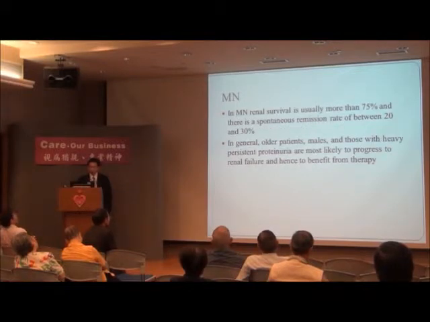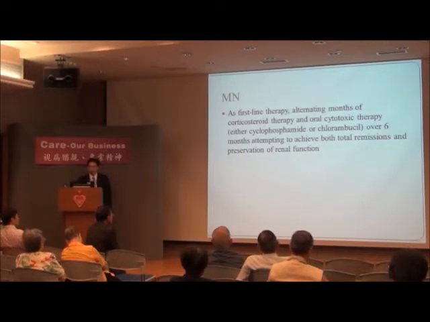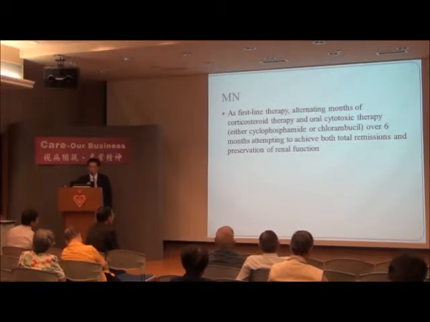Renal survival is usually more than 75%, and there is a spontaneous remission rate between 20 to 30% in membranous nephropathy. In general, older patients, males, and those with persistent heavy proteinuria are most likely to progress to renal failure, and hence most need therapy. As first-line therapy, alternate months of corticosteroid therapy and oral cytotoxic therapy, either cyclophosphamide or chlorambucil, are given over 6 months, attempting to achieve both total remission and preservation of renal function.